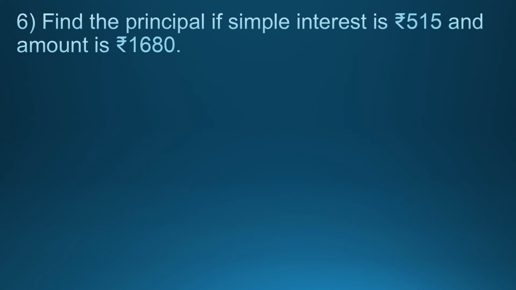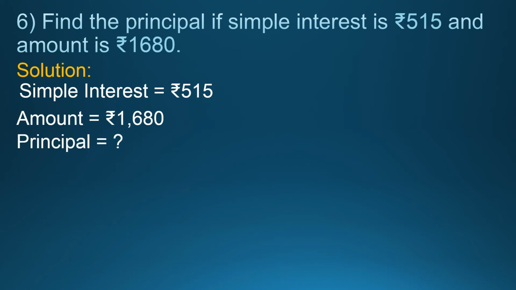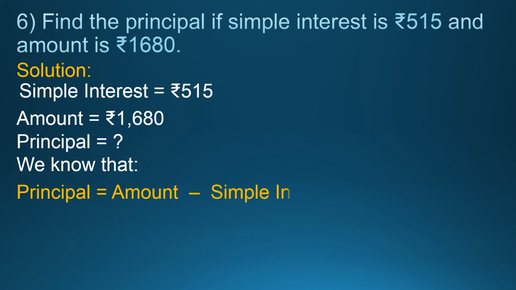Find the principal if simple interest is rupees 515 and amount is rupees 1680. See, in this question, simple interest is equal to rupees 515 and amount is equal to rupees 1680, and principal we have to find out. We know that principal is equal to amount minus simple interest.